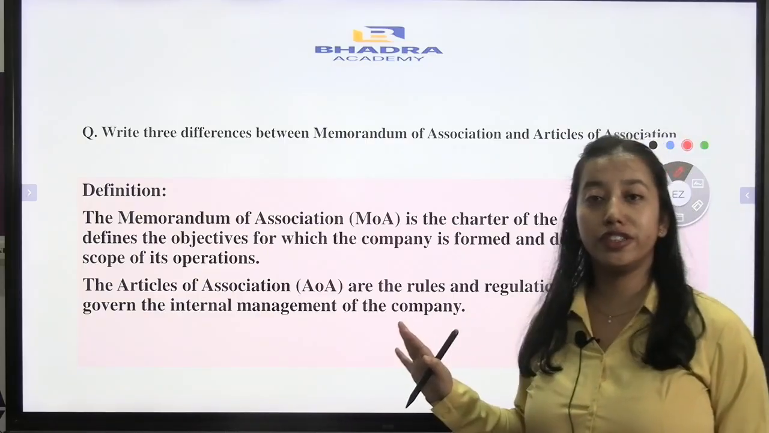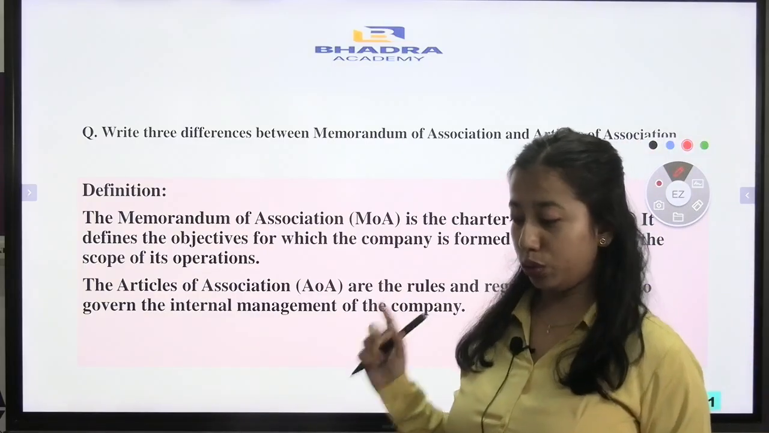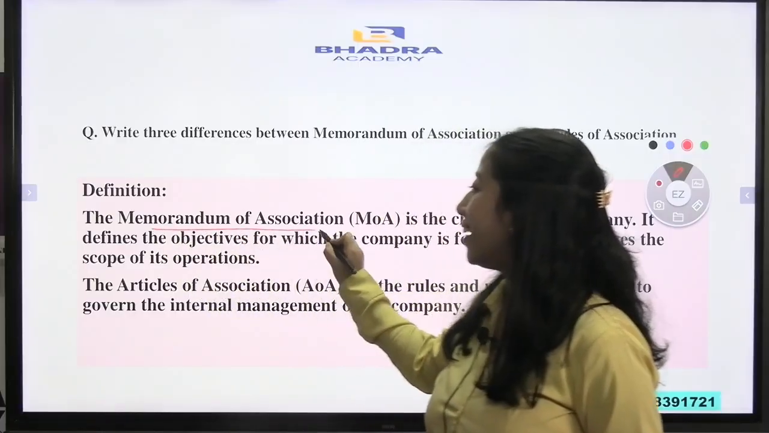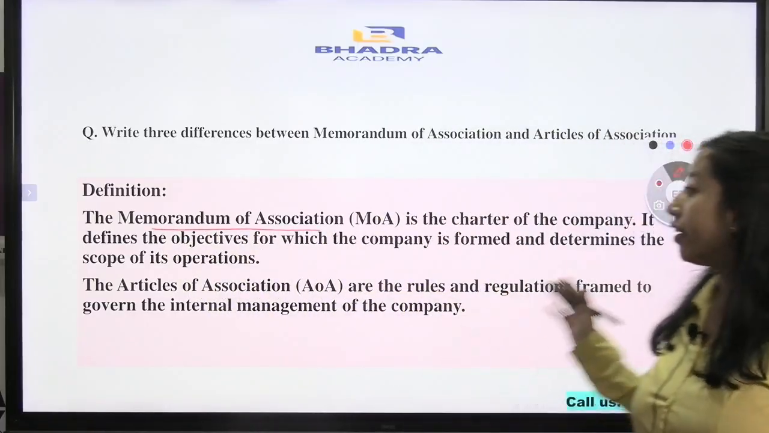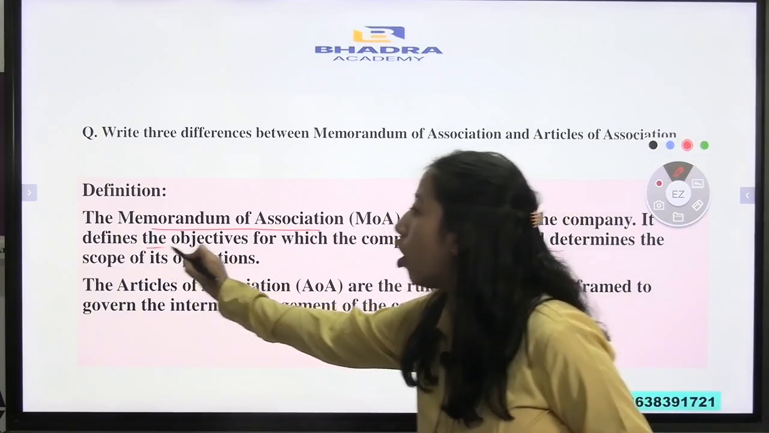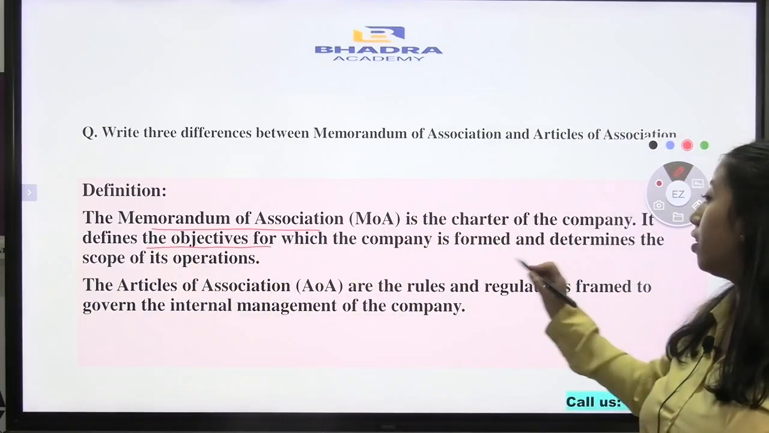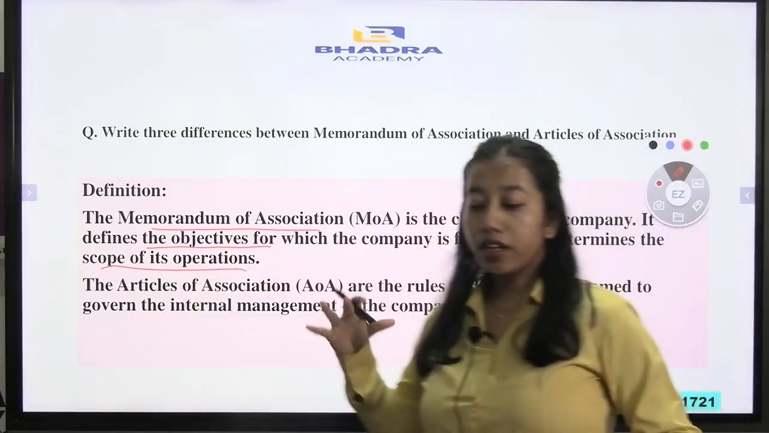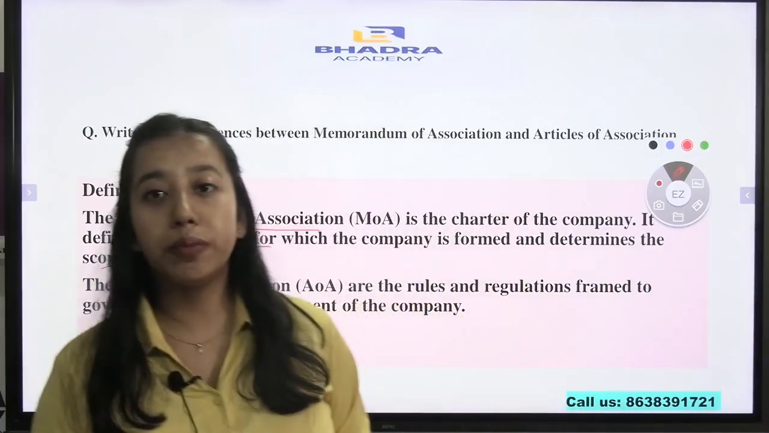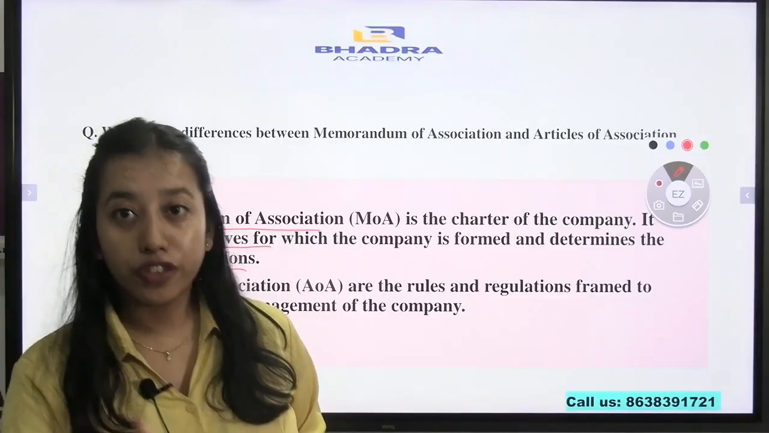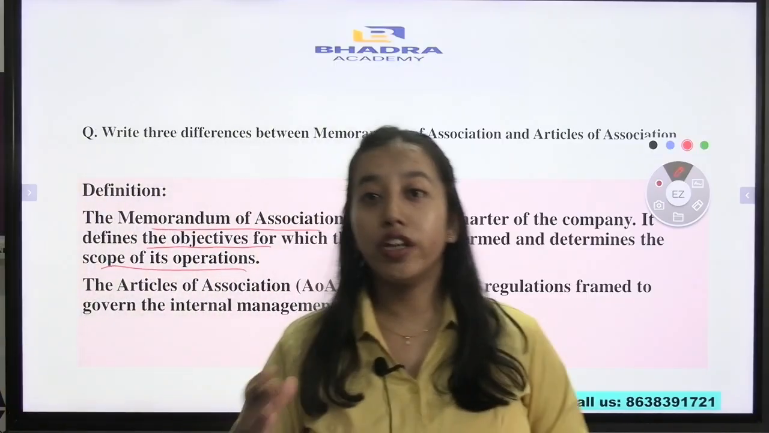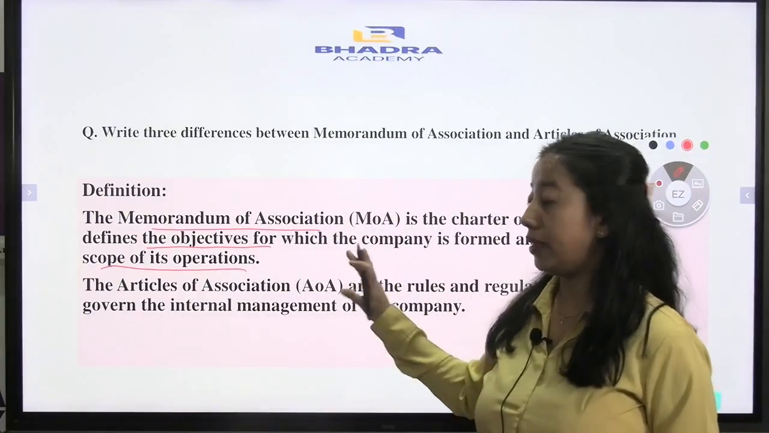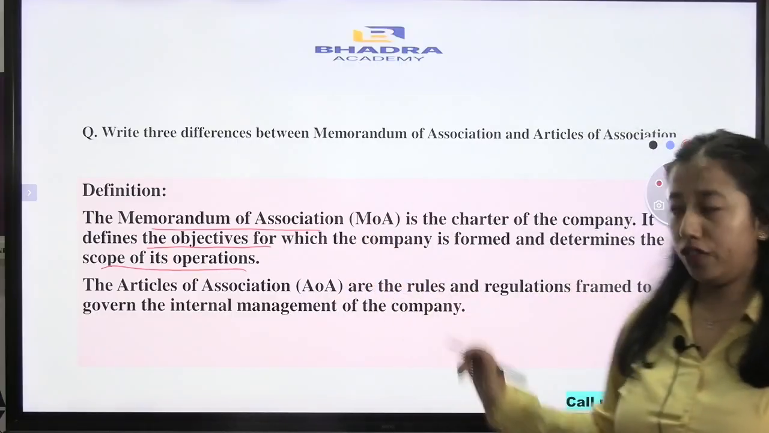Before moving to the differences, we have to understand what are these two. So, what is a Memorandum of Association? It is a document that shows or defines the objectives of the business and the scope of the operation of the business. Means it shows the goals of a business, it shows how much profit it wants to make, it shows in what areas it will operate. So the Memorandum of Association basically defines this part of the business.